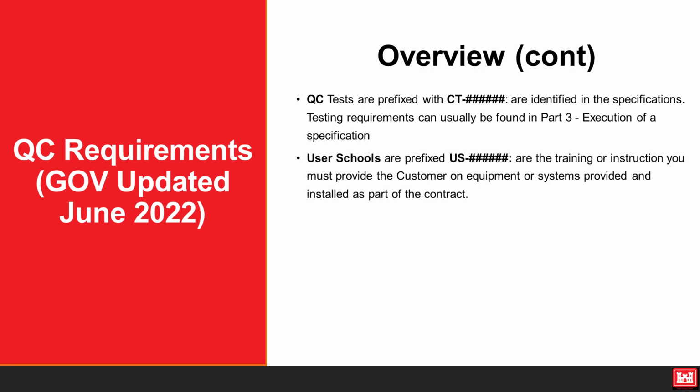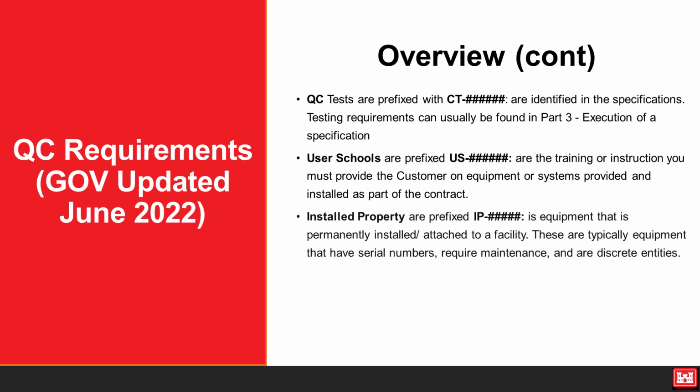User schools are the training or instructions you must provide to the customer on equipment or systems provided and installed as part of the contract. As each session of the training or instruction is completed, it is reported on the QC daily report. A USACE representative should ensure that it was accomplished appropriately, and if not, have it repeated to comply with the contract documents. Installed property is prefixed by IP and followed by certain numbers.